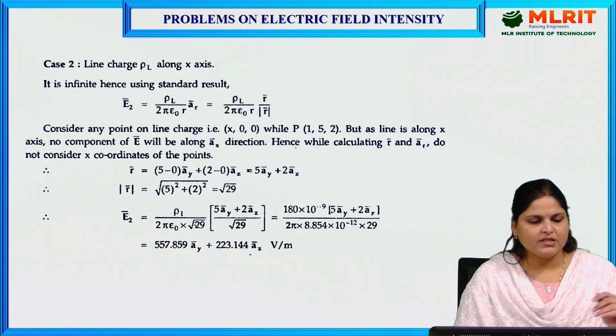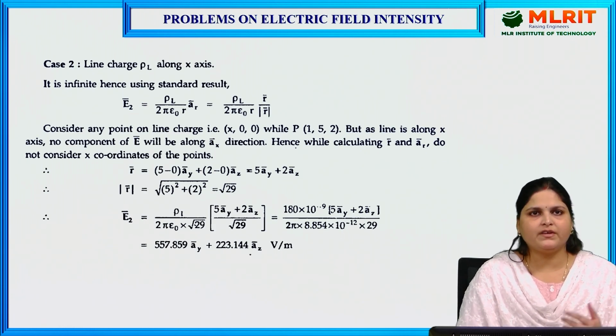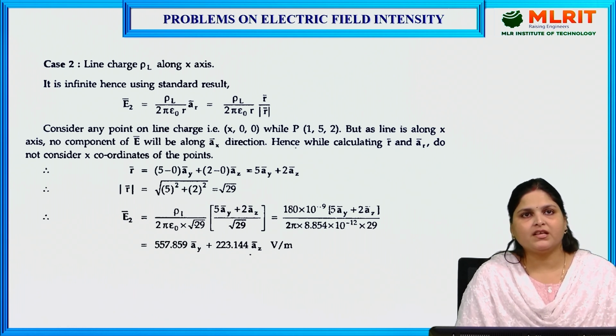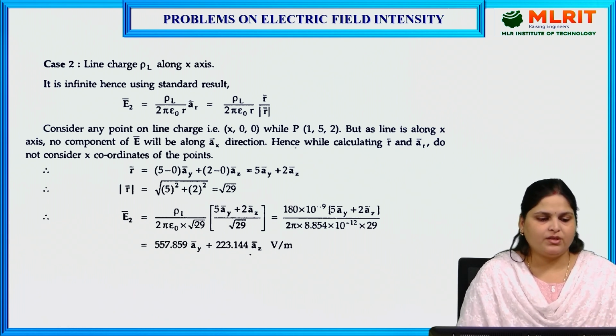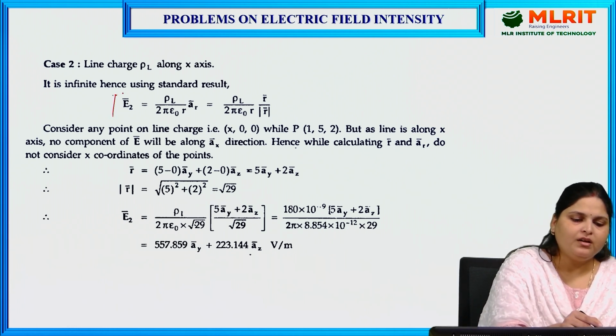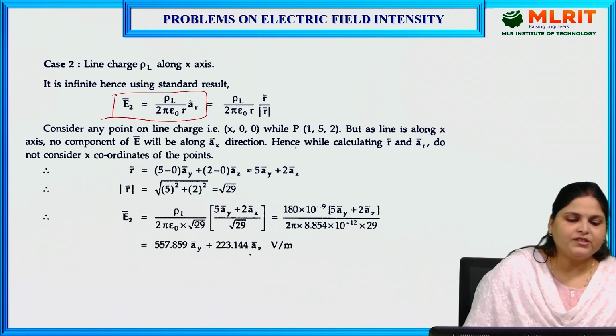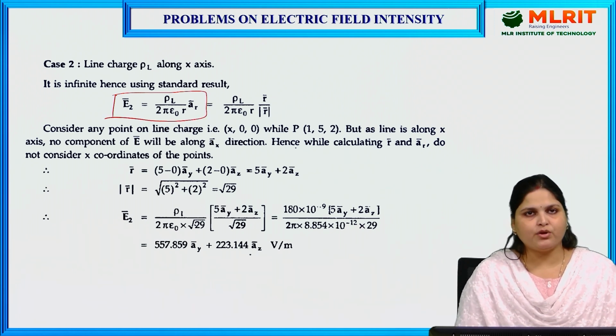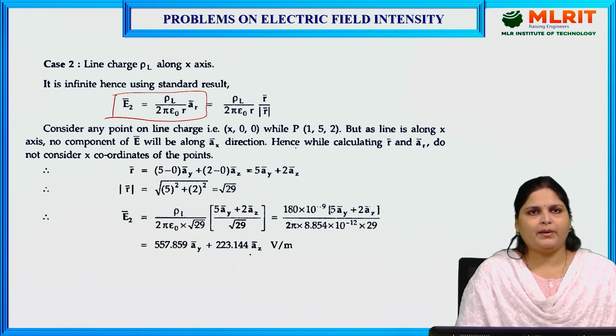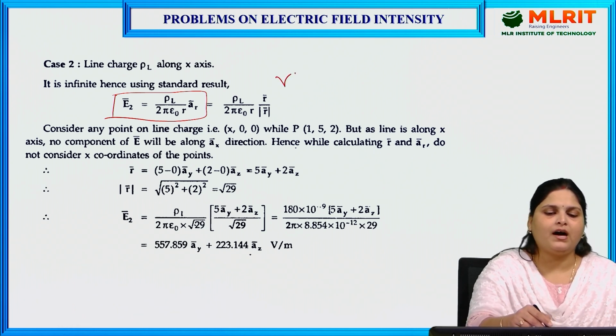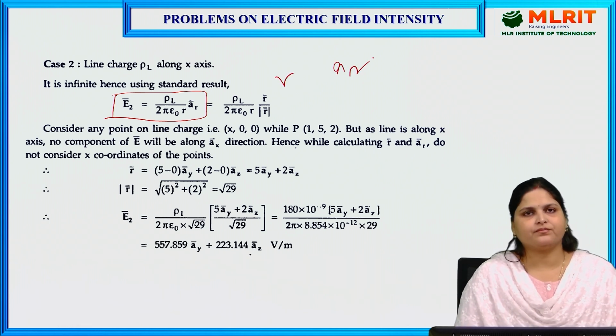Next case will be for line charge. As we are saying that the line charge is along the x-axis, the formula of field intensity due to line charge is rho L upon 2 pi epsilon naught R AR. Again, rho L is known, it is given in the question, 2 pi and epsilon naught value is also constant. We need to find out R and AR, right?